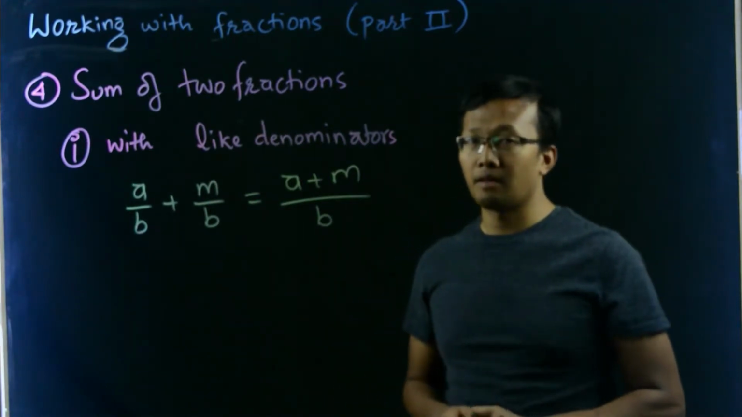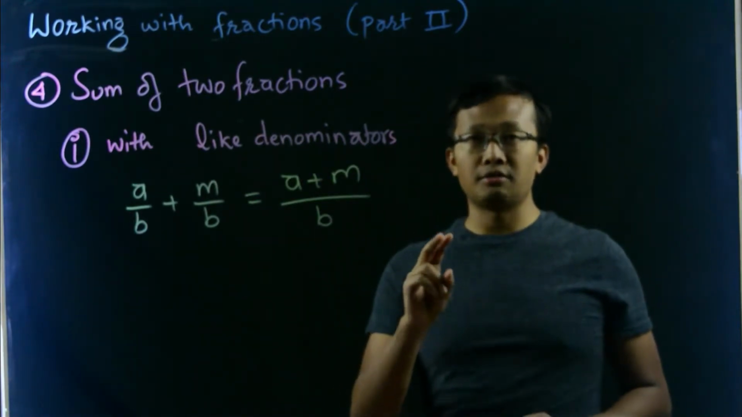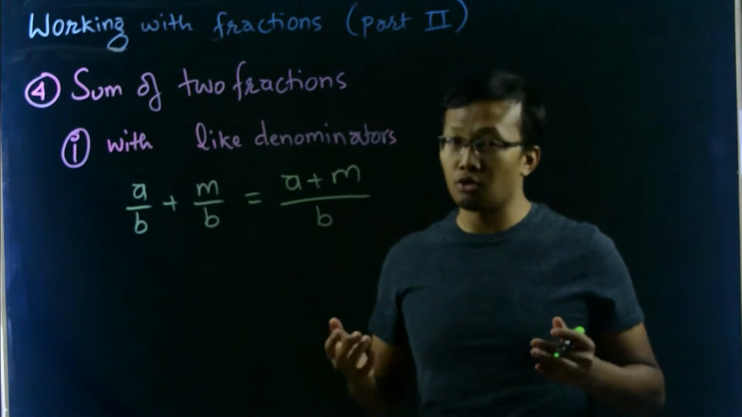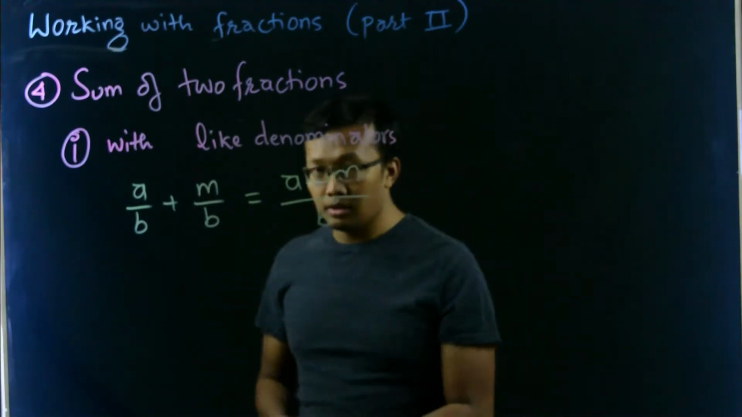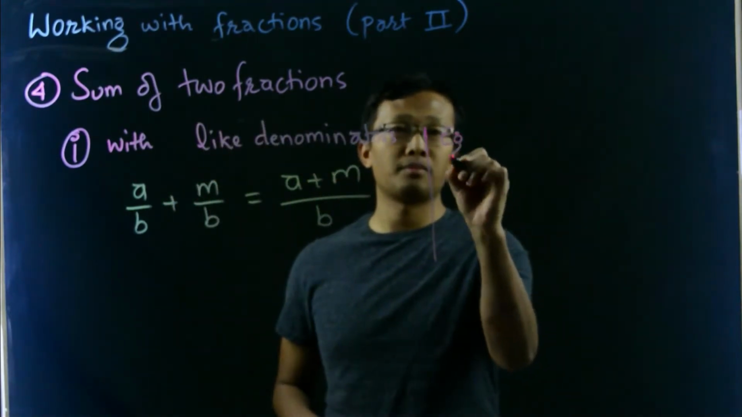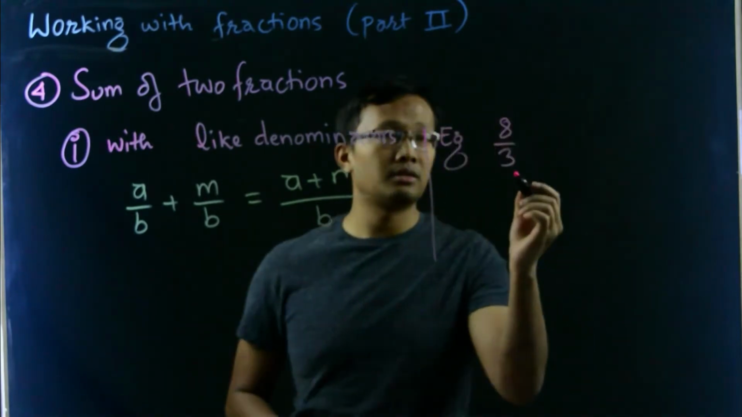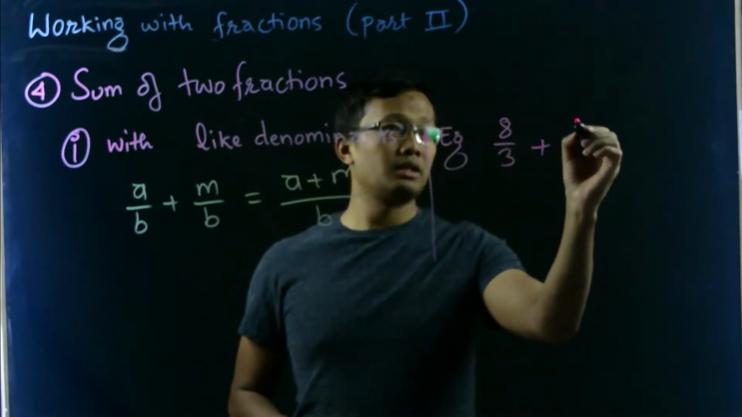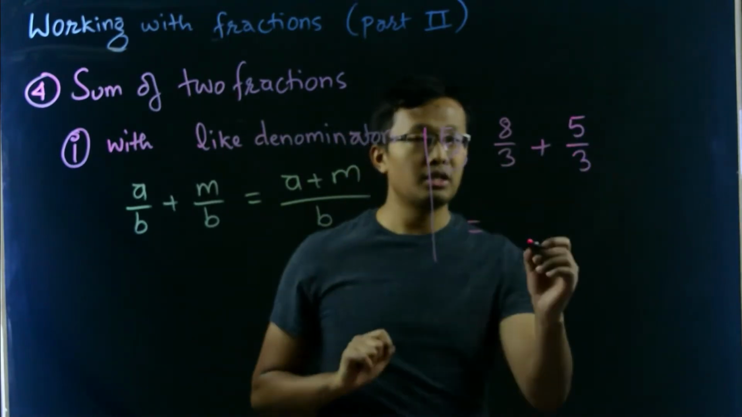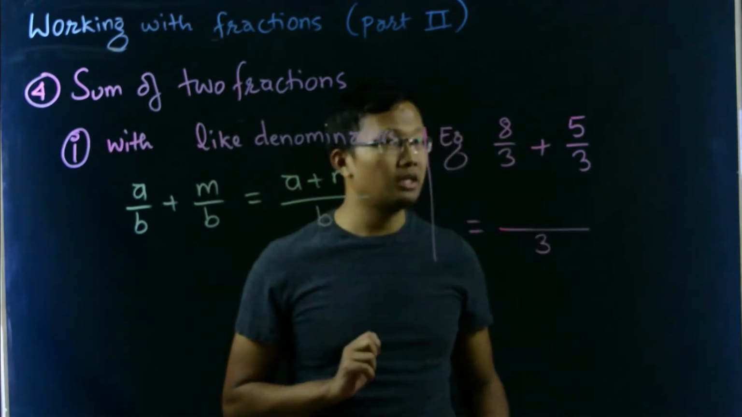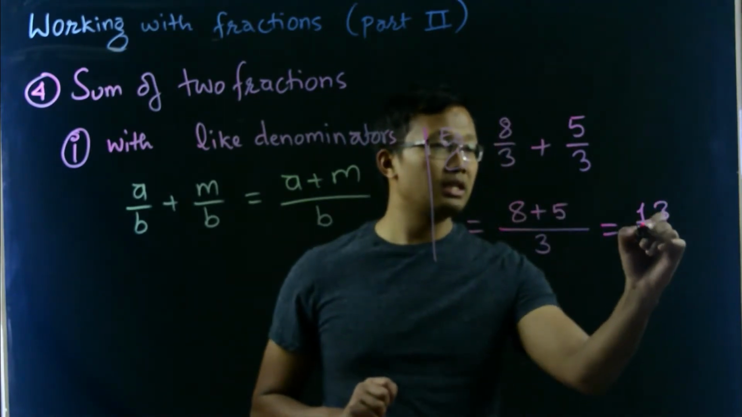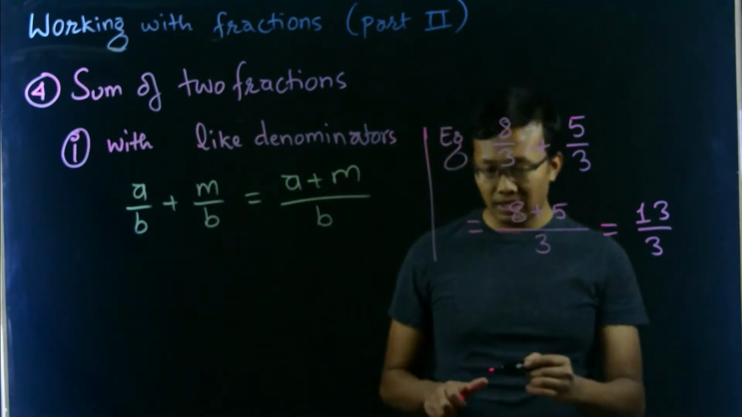Warning: you can add the numerators of fractions if and only if the denominator is the same. Otherwise, no. Let's take an example. 8/3 plus 5/3. 3 is the common denominator, so let us put that downstairs, and 8 plus 5. That will give us 8 plus 5 is 13 divided by 3. That's it.